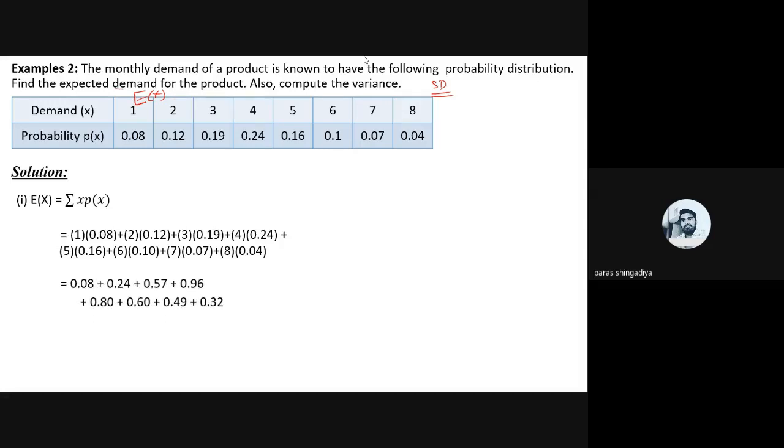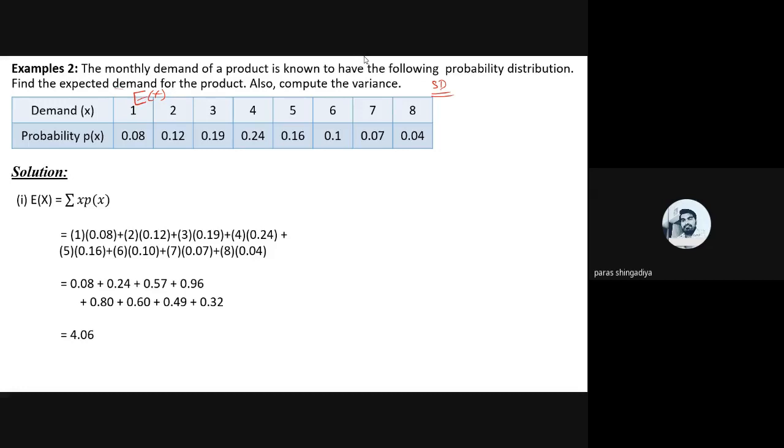Product of each one, you will get 0.08, 0.24, 0.57, up to the last one 0.32. And then find the total, you will get 4.06. That is the mean of the given data, the expected demand of the given product.